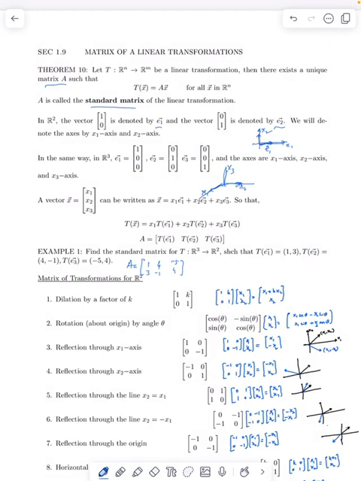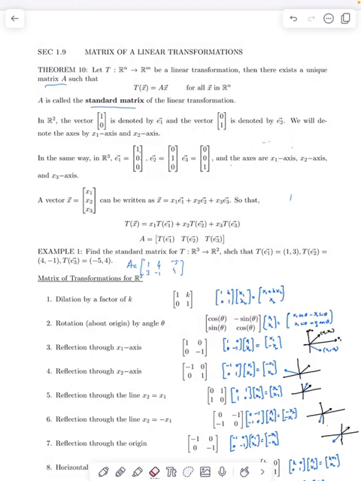And you should be able to see that in R4, for example, E1 will be 1 0 0 0, so there will be another 0, and then the second will be 0 1 0 0, the third will be 0 0 1 0, and the fourth will be 0 0 0 1, and so on. So this is how you can have these vectors along the axes.